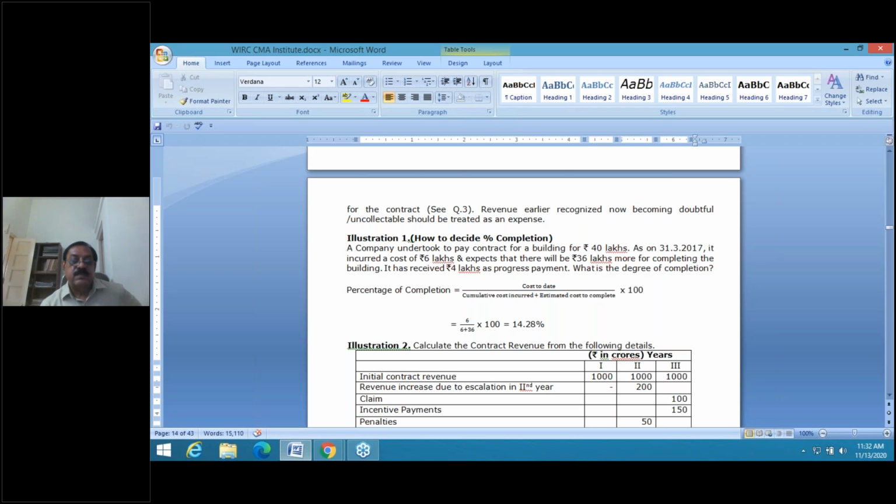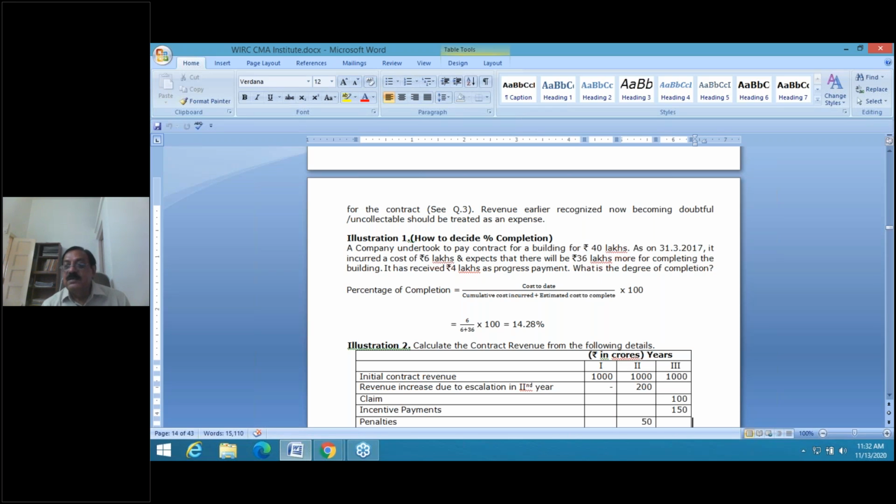Latest. So cost incurred till date is 6, further to be incurred 36, means in all 42 lakhs will be incurred. Out of that 42 lakhs, only 6 lakhs has been incurred till date. So 6 divided by 42 into 100, 14.28% is your degree of completion. So your contract price is 40 lakhs. So 40 lakhs into 14.28%, that will be booked as your revenue.